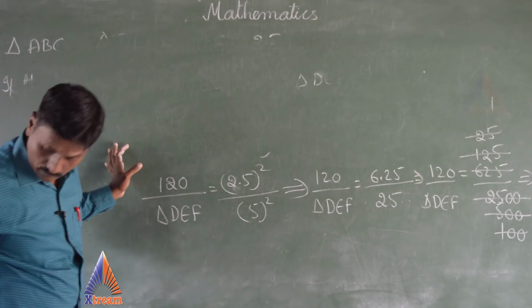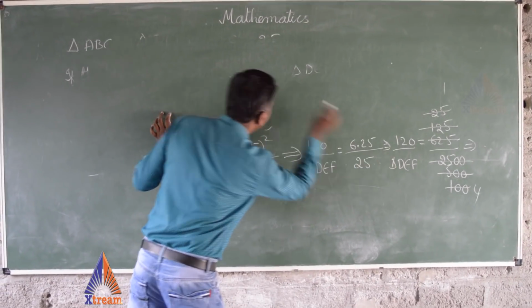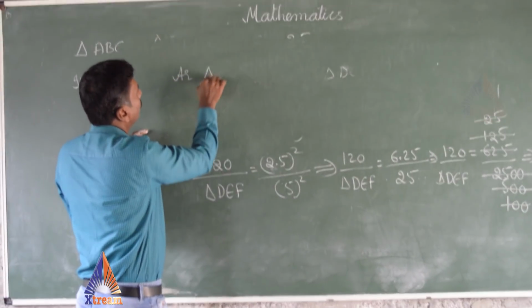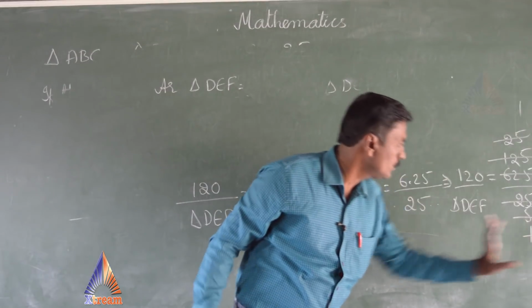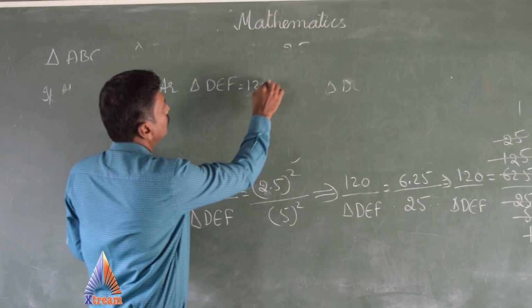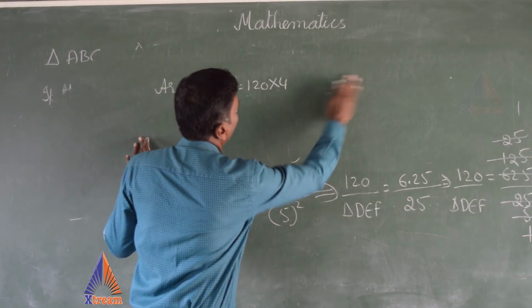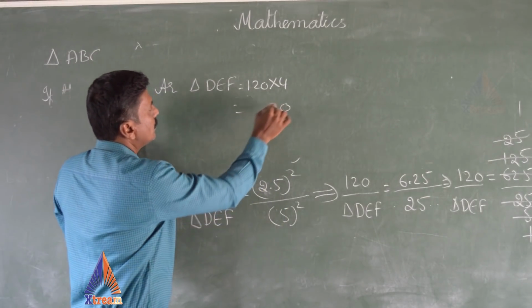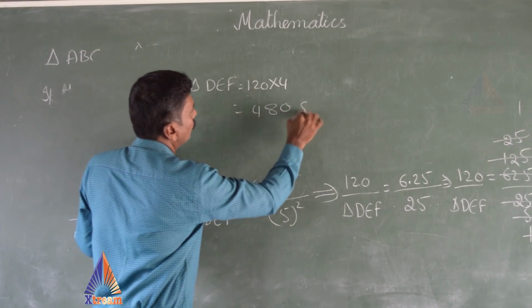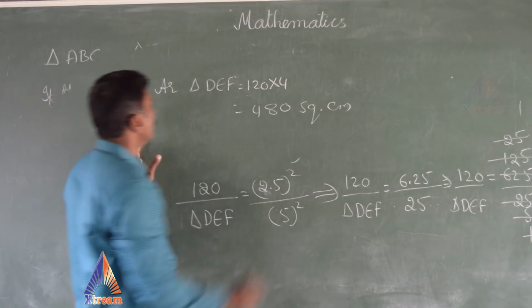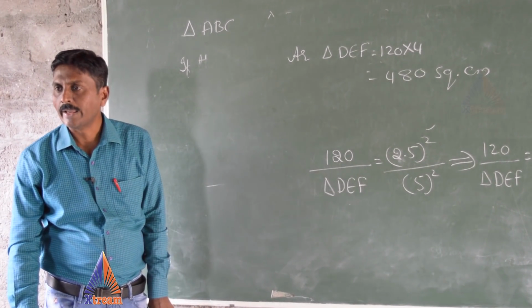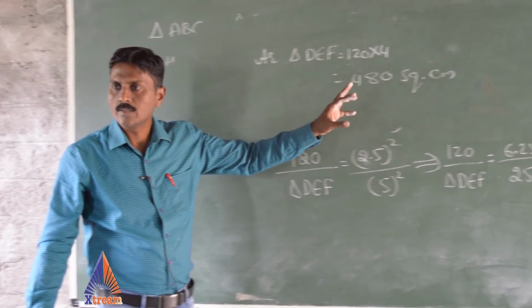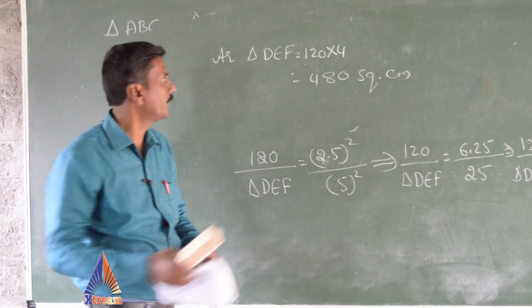I continue here. Area of DEF is equal to 120 into 4. 4 zeros are 0, 4 twos are 8, 4 ones are 4. So area of DEF is 480 square centimeters. Okay.